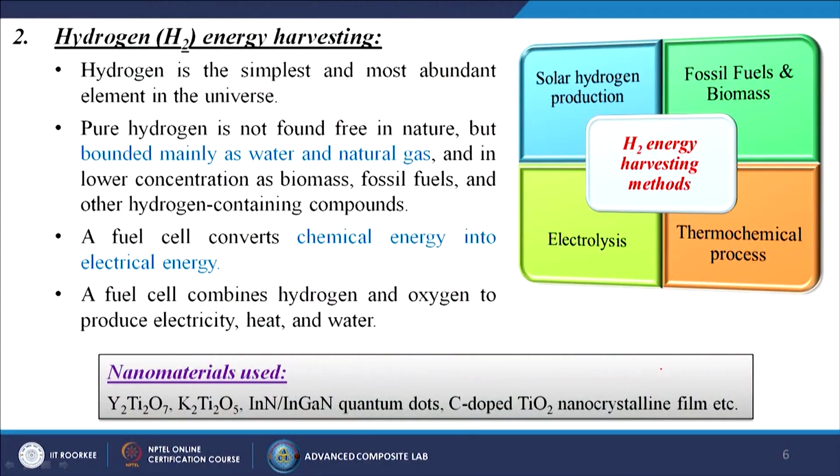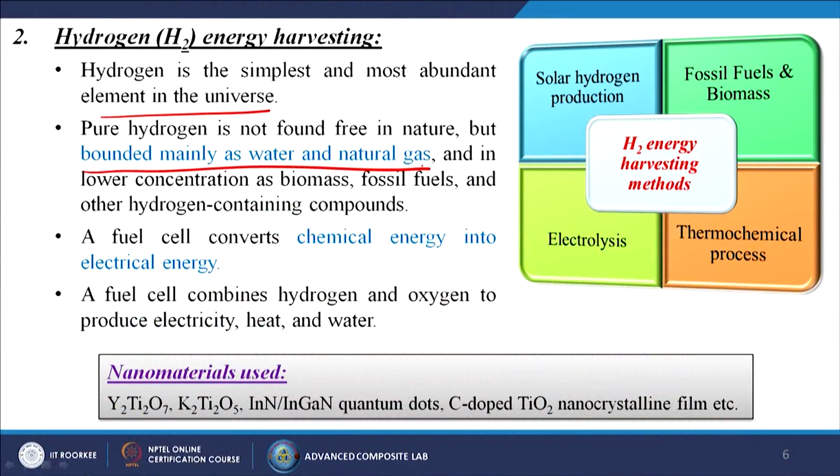How can we generate hydrogen? Hydrogen is the simplest and most abundant element in the universe. Pure hydrogen is not found free in nature, but is bound mainly as water and natural gas. Yes, because in water the formula is H2O, that means 2 hydrogen atoms and 1 oxygen atom. If we are able to break the hydrogen from the oxygen atom, we can generate hydrogen, and exactly the same thing people are doing nowadays.